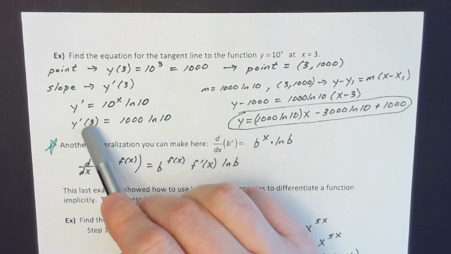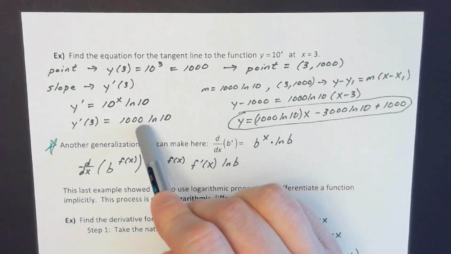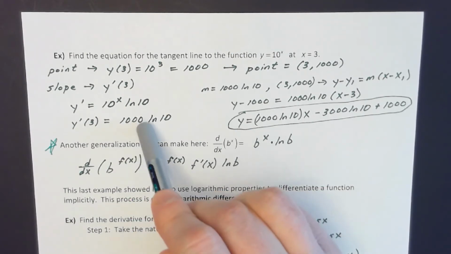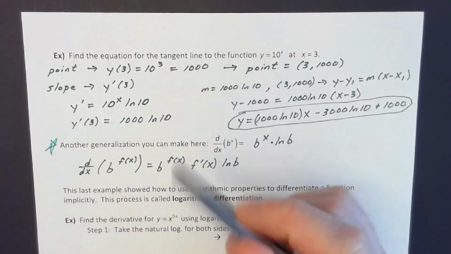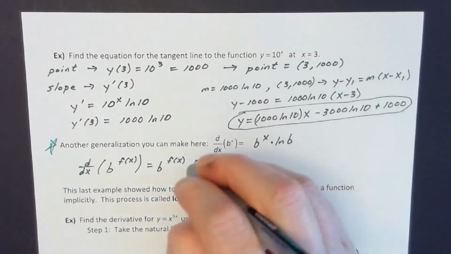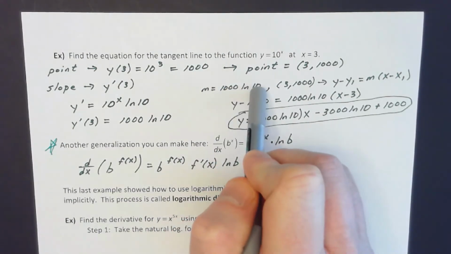And so then you plug in the 3, and of course 10 to the third, again, is going to be 1,000. And I would prefer not to get a decimal approximation. I'd rather leave it exact. I'll just call it 1,000 natural log of 10. So the exact slope is 1,000 natural log of 10.